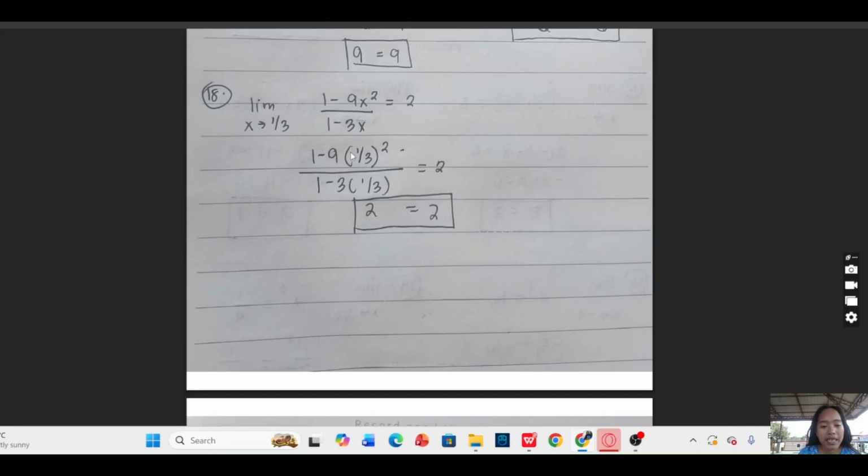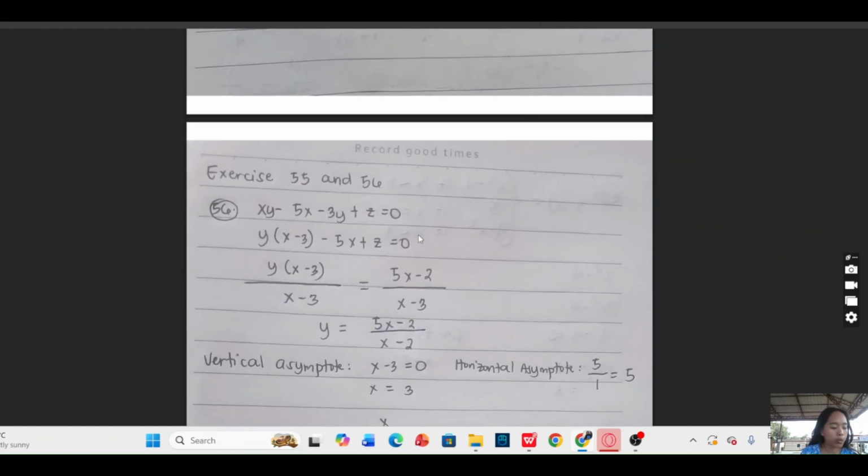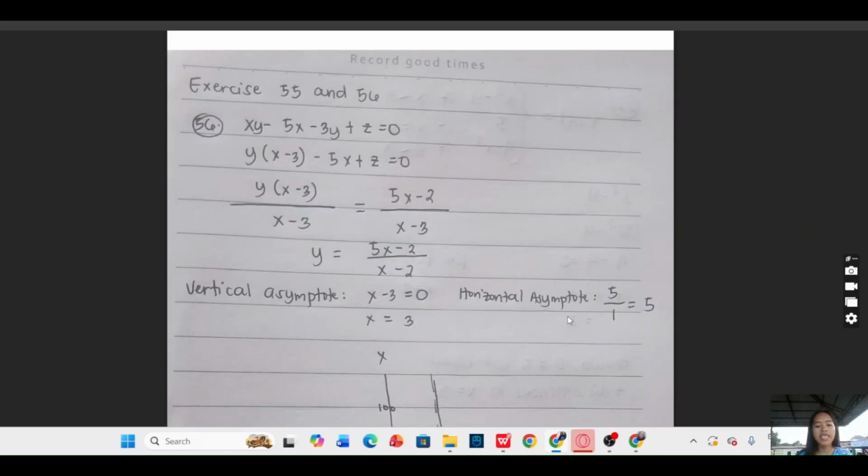So replace x with 1/3. That would be 1 minus 9 times (1/3) squared over 1 minus 3 times 1/3, which is equal to 2. So if we solve this one, we will attain 2. And so the equation is true because 2 is equal to 2. So let's analyze this function.